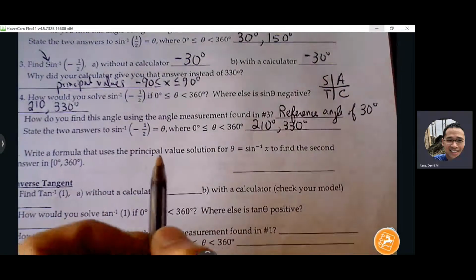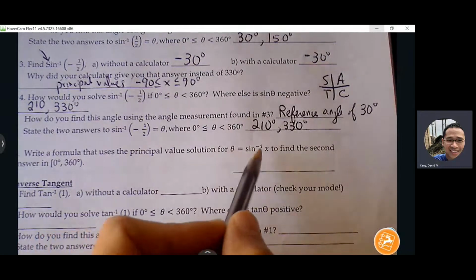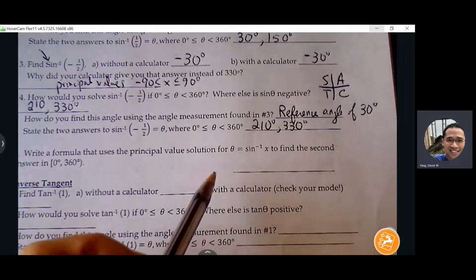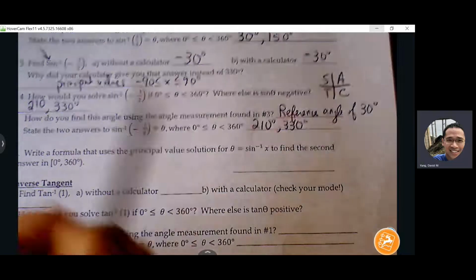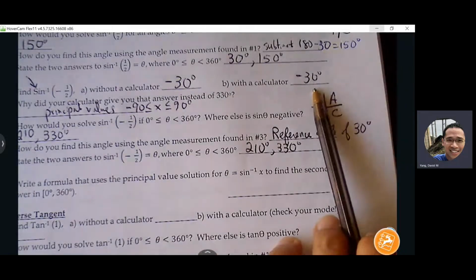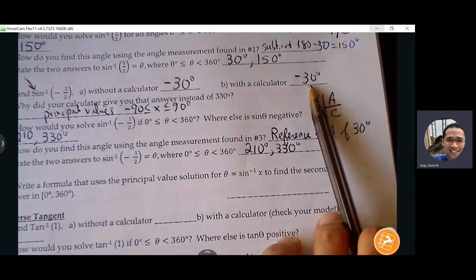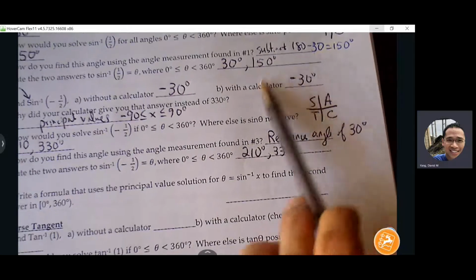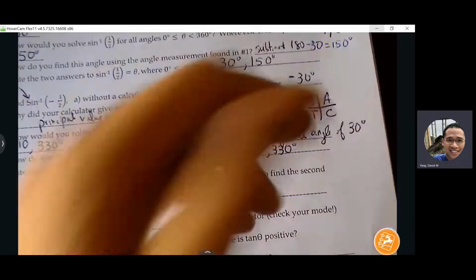Okay, number 5 says write a formula that uses principal value solution for inverse sine to find the second answer. So the principal value was negative 30. If I want to get that over in the third quadrant, I'll just add 180 to it.